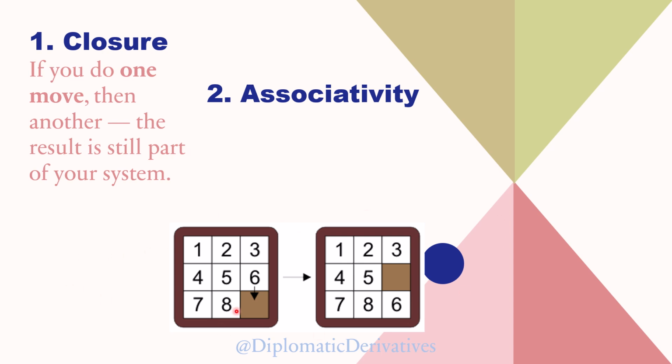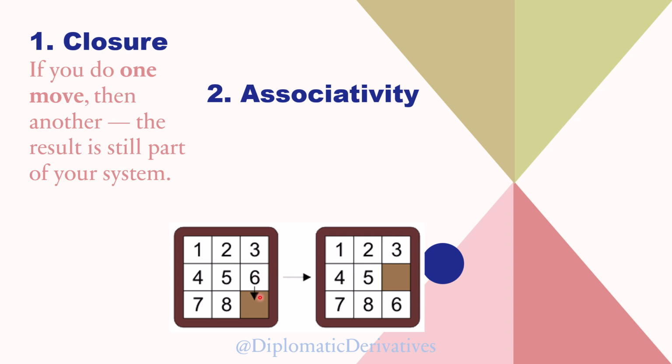We are going to apply it on this particular puzzle over here. We see we have a puzzle where we can move the numbers, and we have to basically complete the puzzle. Now this process is going to be a group. Why? Because the property of closure is satisfied here.